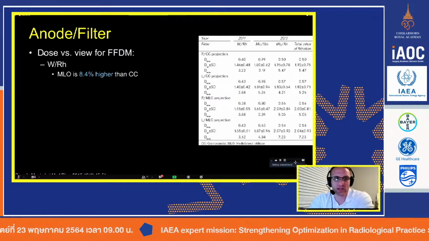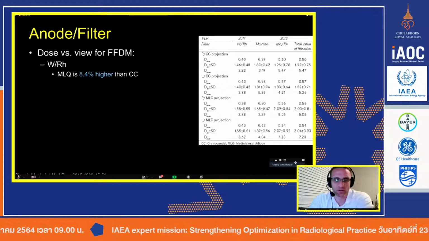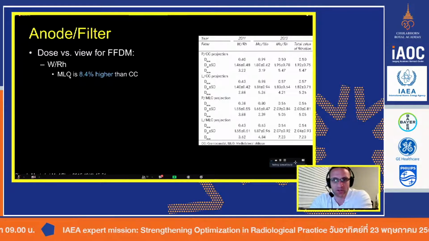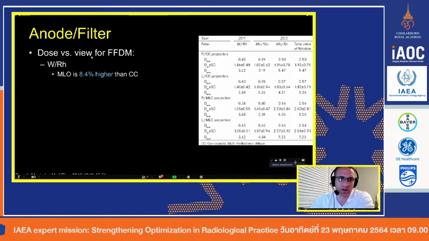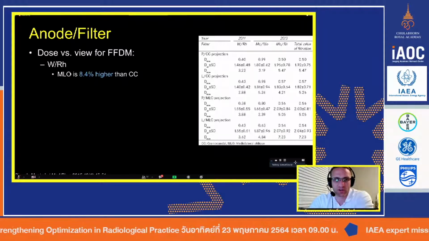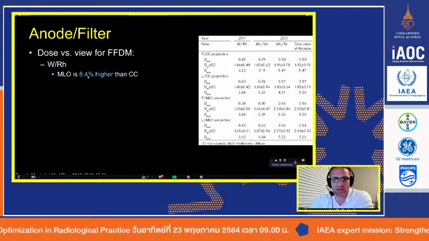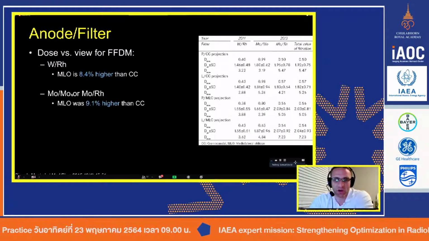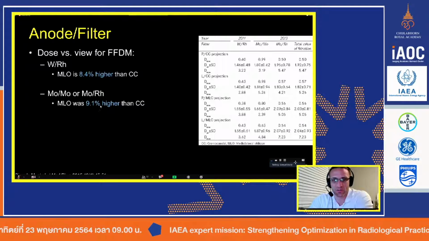Now let's look at that as a function of view. We already kind of know this to be true, just intuitively if we think about it. So for a tungsten rhodium target filter combination, the MLO is about 8.5% higher than a CC. And then for the moly moly and the moly rho, the MLO is about 9.1% higher than a CC.